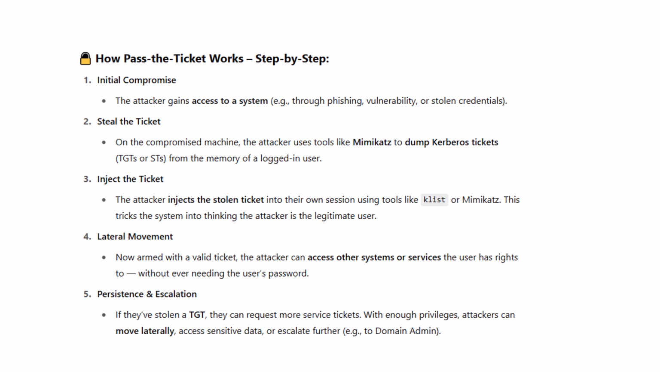Three, inject the ticket. The attacker injects the stolen ticket into their own session using tools like K-List or Mimikatz again. This basically tricks the system into thinking that the attacker is the legitimate user. And then it goes to lateral movement. So now, armed with a valid ticket, the attacker can access other systems or services that the user has rights to without ever needing the user's password.